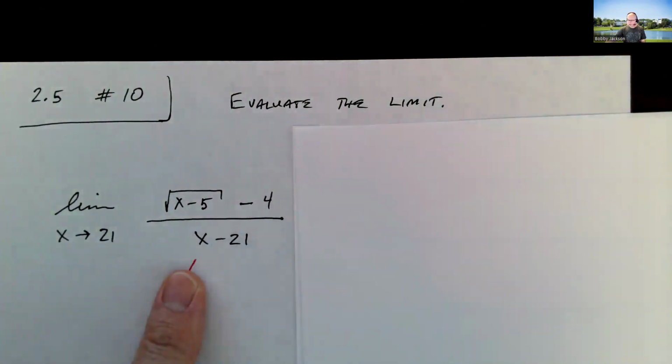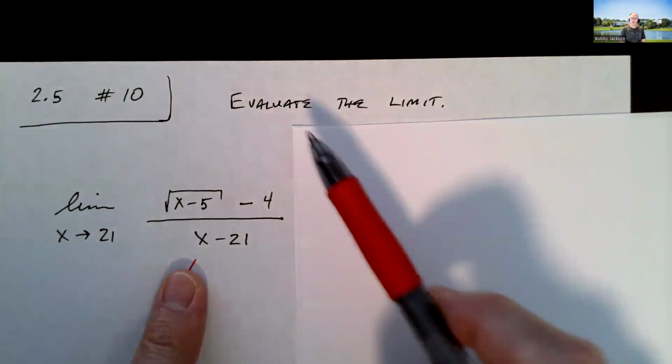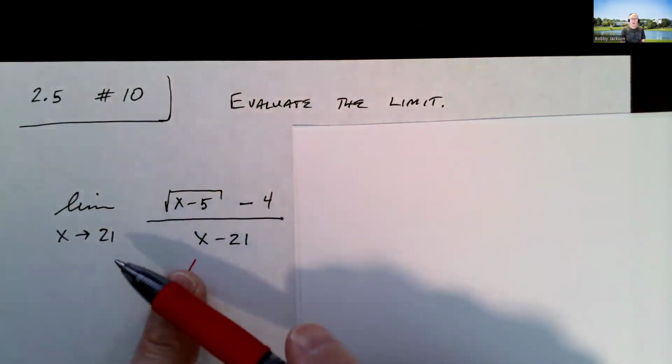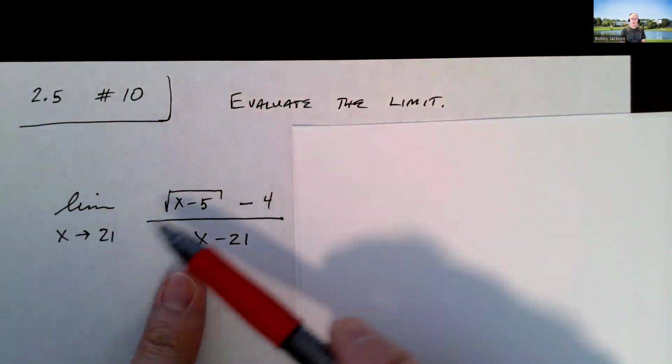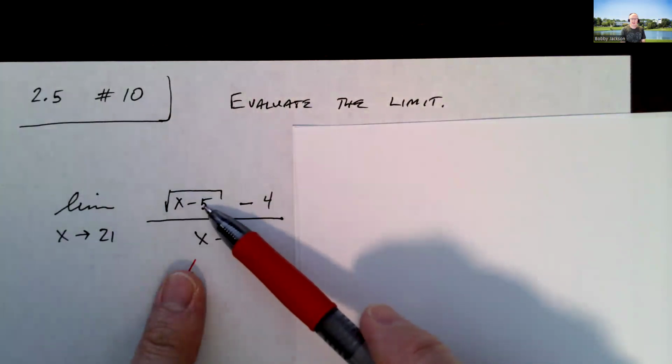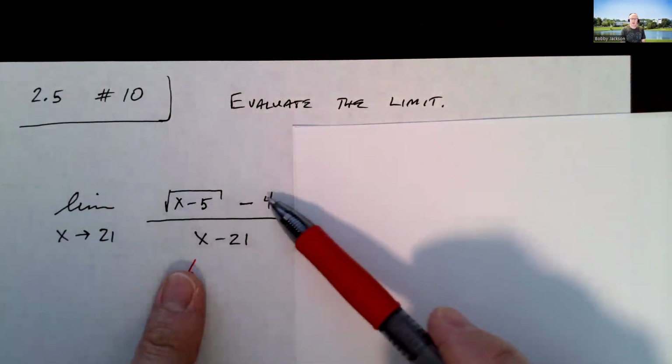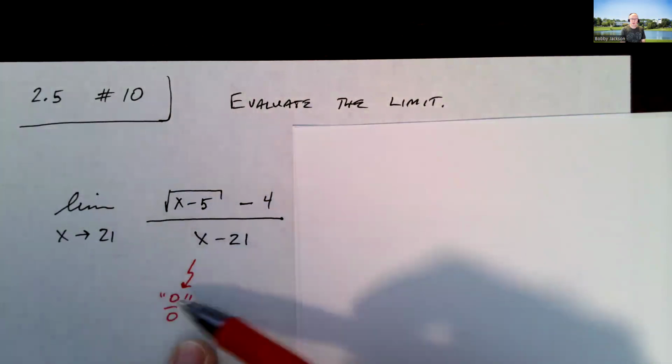Hey everyone, we'll look at number 10 in section 2.5, which is just to evaluate the following limit here. If I plug in x equal 21, 21 minus 5 is 16, and the square root of 16 is 4. I get 0 up top and obviously 0 on the bottom. So as we've seen a lot of times in these problems, this is an indeterminate form.